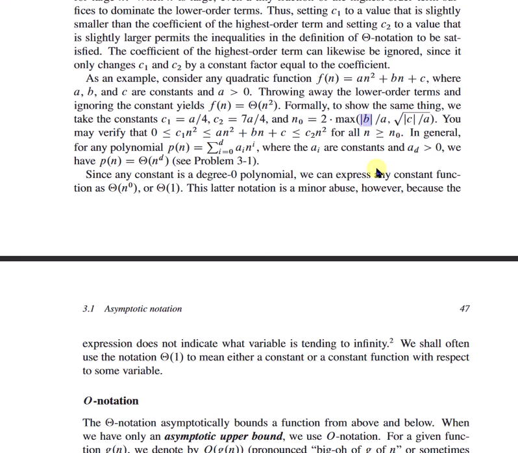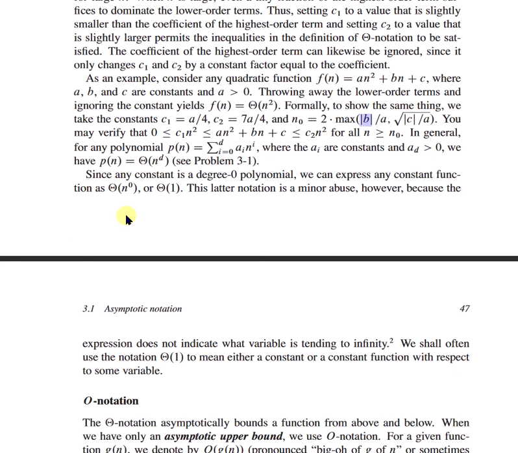In general, for any polynomial p of n equal to summation of i from 0 to d of a i n to the i, where the a i are constants and a d is greater than 0, we have p of n equal to theta of n to the d. What they are trying to say is that if we have a quadratic equation, it belongs to theta of n square. If we have a cubic equation, it belongs to theta of n cube. If we have an equation with n to the power 4, it belongs to theta of n to the power 4.